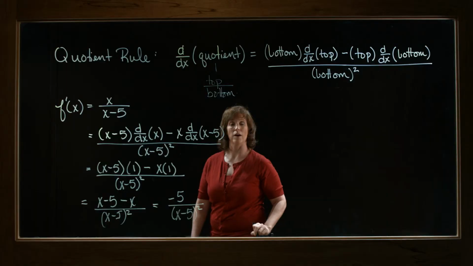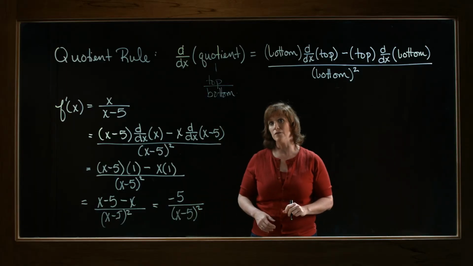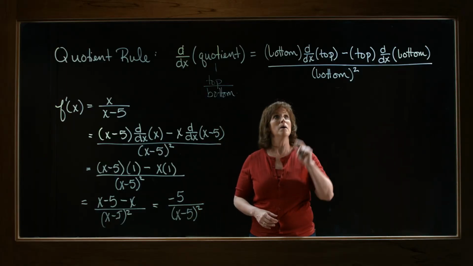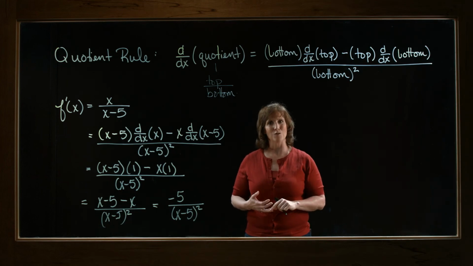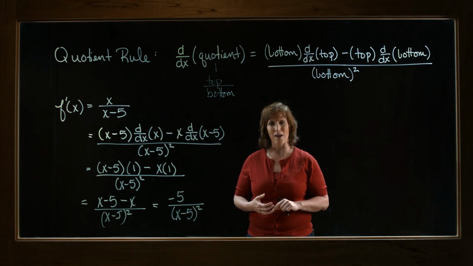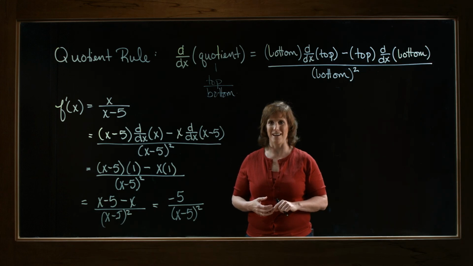x minus 5 squared. This is the most complicated differentiation rule we've had so far, but just keep remembering bottom times the derivative of the top minus top times the derivative of the bottom all over the bottom squared, and you'll get it every time.